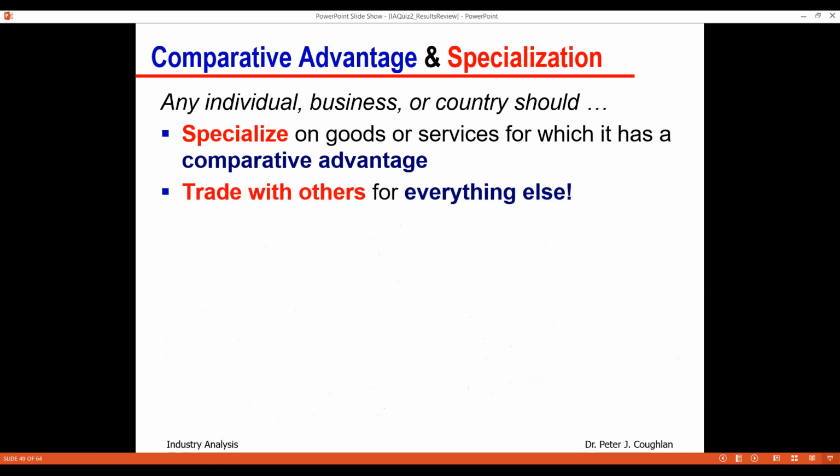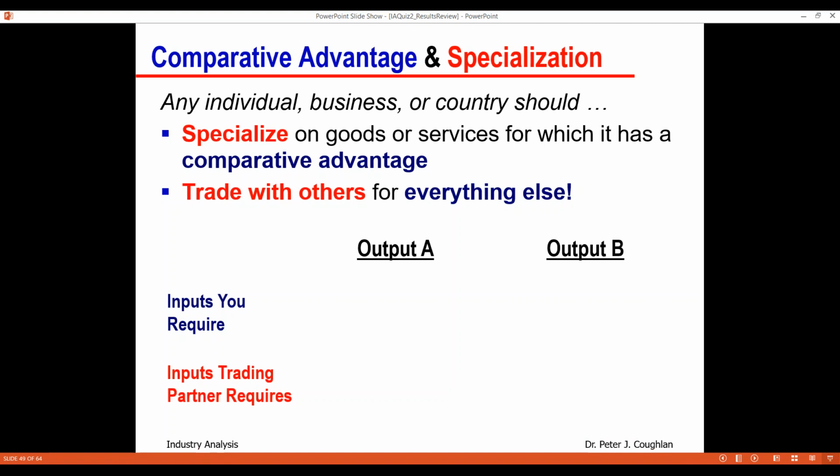So here's an example. Let's suppose that we're talking about you and a trading partner, and you can either produce output A or output B. And here are the inputs required. For example, it takes you 2 hours to produce output A and 4 hours to produce output B. Your trading partner produces output A in only 1 hour and output B in only 3 hours, right?